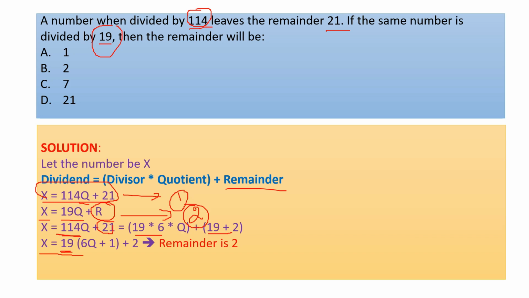We know this is in the format of the above formula: dividend equals divisor into quotient plus remainder. Here 19 is the divisor, 6q plus 1 is the quotient, and the remainder is 2. So the option is B. Just by comparing the equation with the formula, we are finding the remainder here.